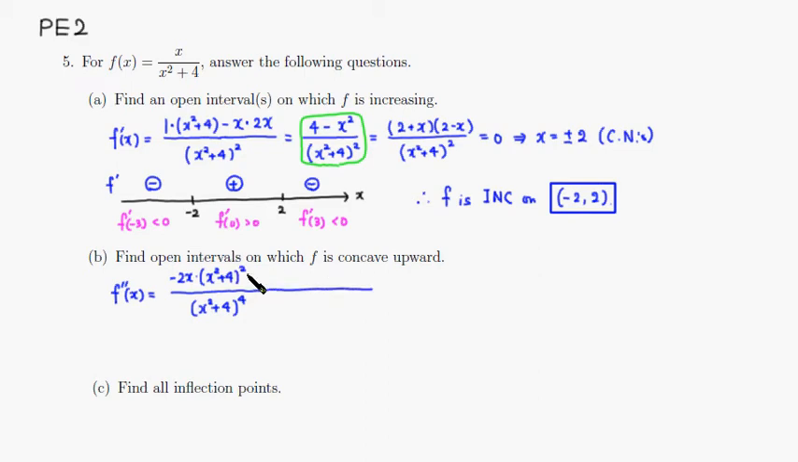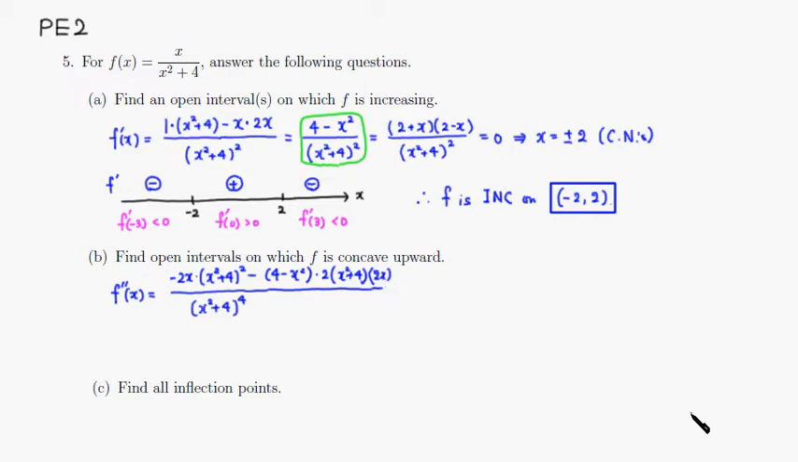minus the top, negative 4 minus x squared, times the derivative of the bottom. So it's a 2 in front, x squared plus 4 to the first power, subtracting 1 from the power, then multiply by the derivative inside, so 2x.